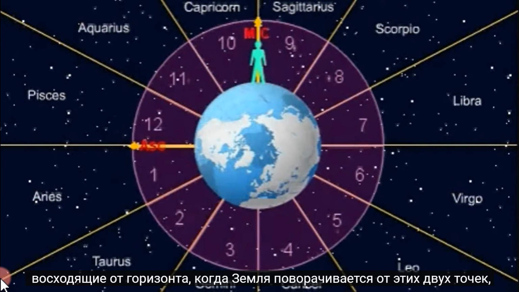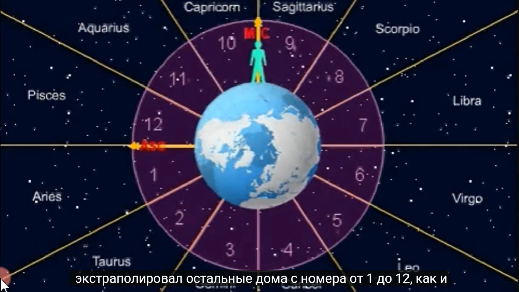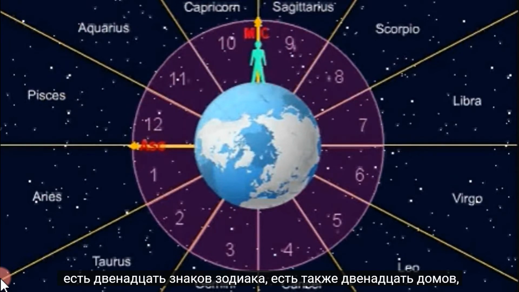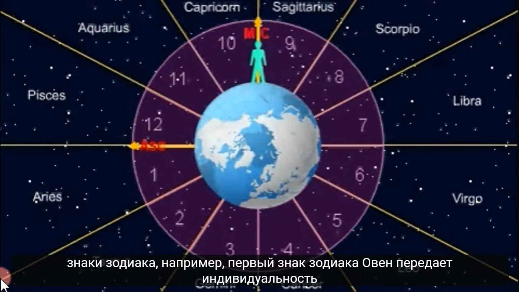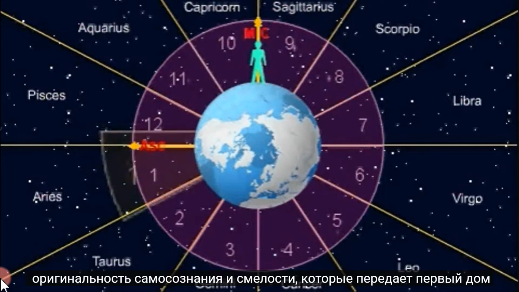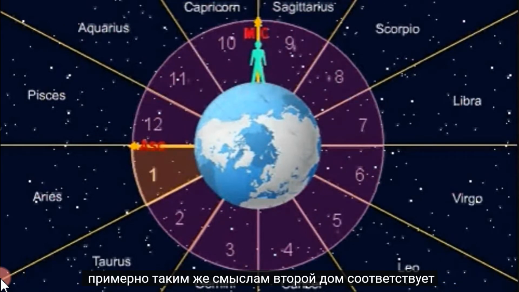From these 2 points are extrapolated the rest of the houses, numbering 1 through 12. Just as there are 12 zodiac signs, there are also 12 houses. The meanings contained in the houses are very similar to those contained in the zodiac signs. The first zodiac sign, Aries, for instance, conveys individuality, originality, self-awareness, and boldness. The first house conveys approximately the same meanings.